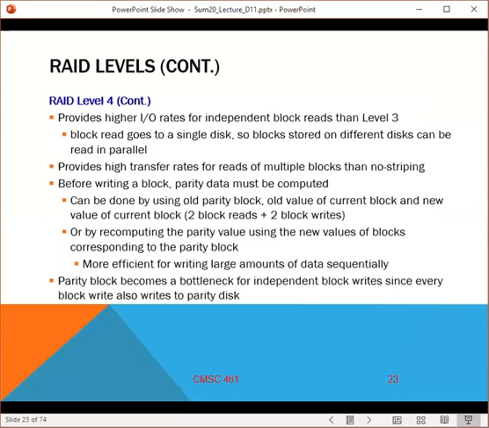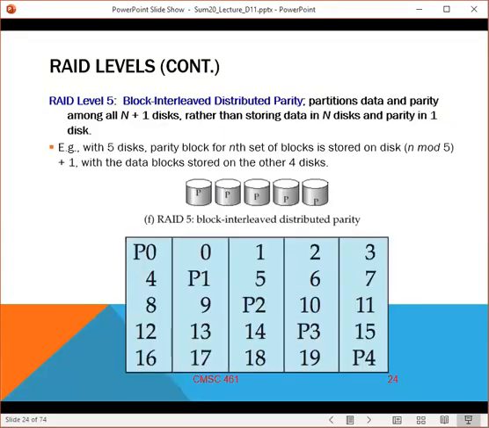So here, again, a discussion of how RAID 4 works, and then a discussion on how RAID 5 works. And you can see that the parity bit information is actually stored on all the disks where you're storing the information as well.